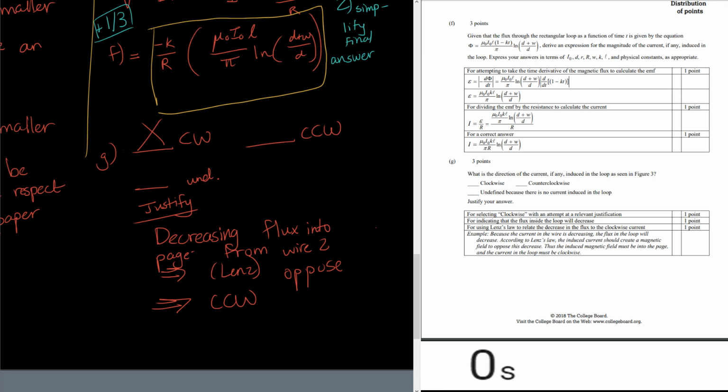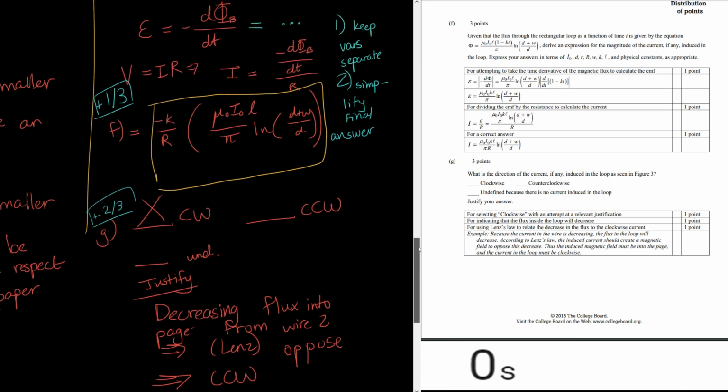I don't know. I did definitely indicate that the flux inside the loop would decrease, so I'll just play it safe and give myself 2 out of 3 points. Even though technically all the words are there, it just makes zero sense because I needed 20 more seconds to write grammar. Let's count up our points.